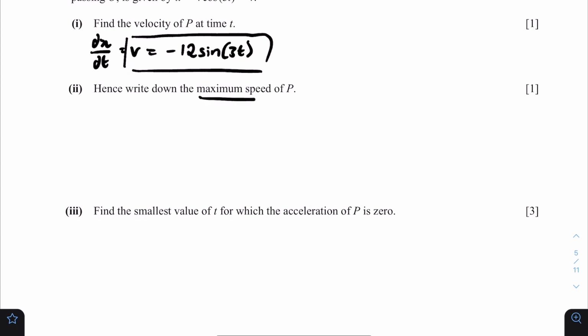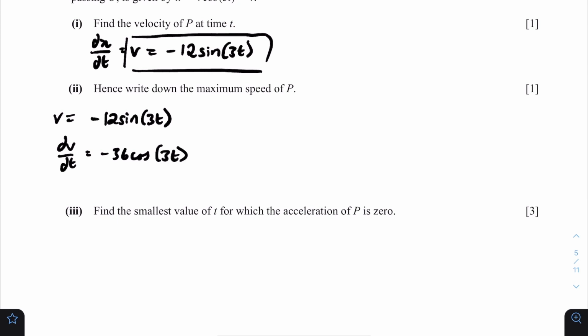So they're asking for the maximum speed. That means we just need to find a way to make negative 12 sine 3t as big as possible. And the way we can do that is we can actually just differentiate this function again and set it to 0. So dv over dt, so we have v is equal to negative 12 sine 3t. Then we can say dv over dt is equal to negative 36 cos 3t. And if we set this to 0, then we can find the maximum value.